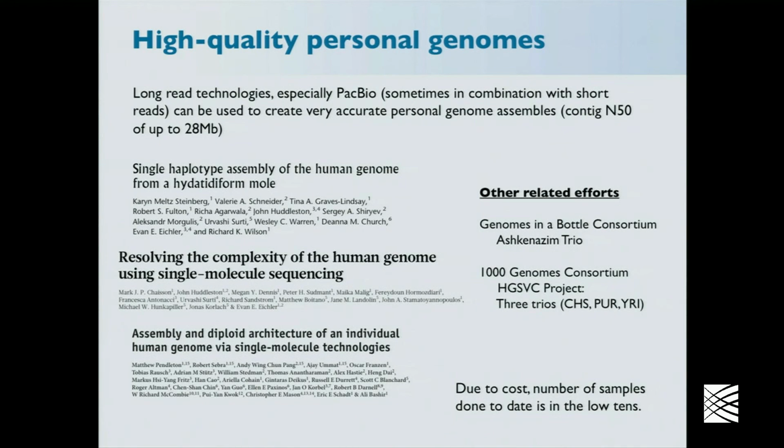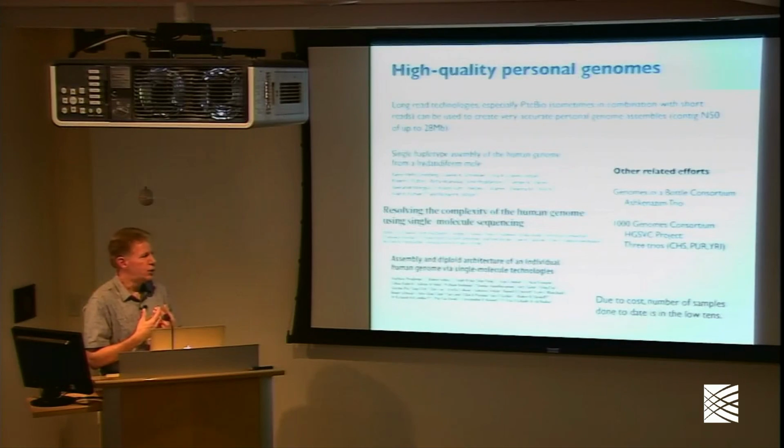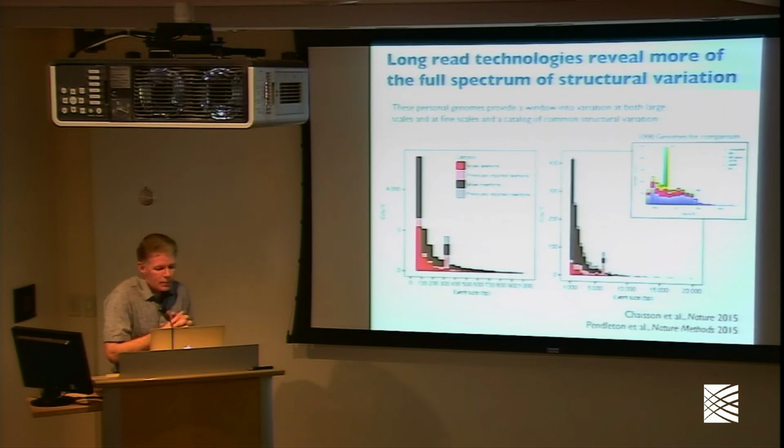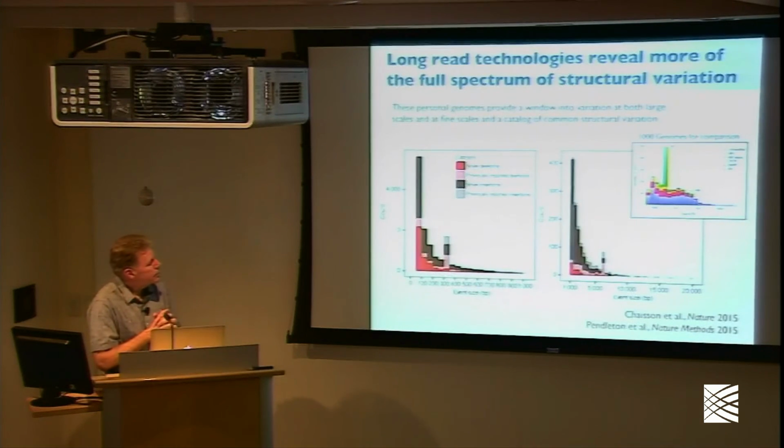So far, this has been done on tens of genomes. There is the Genomes in a Bottle Consortium that's done the Ashkenazi trio. There's ongoing work in the 1,000 Genomes Consortium where 3 trios are being done, 1 Chinese, 1 Puerto Rican, and 1 Yoruban. And there's a few more genomes like this. But due to cost, the number of samples that we've been able to do this for so far has been fairly low. But one of the samples that has been done is this hydatidiform mole sample.